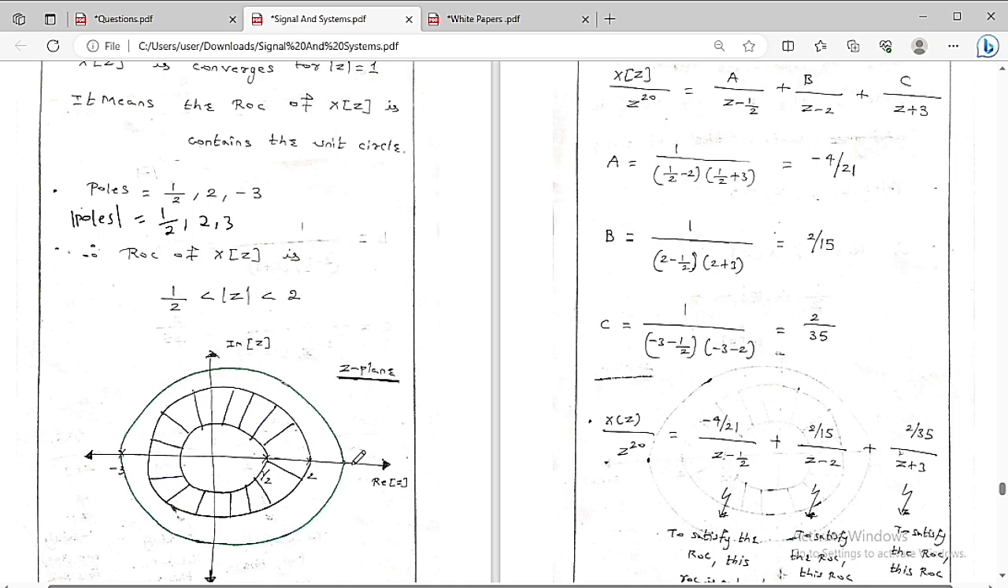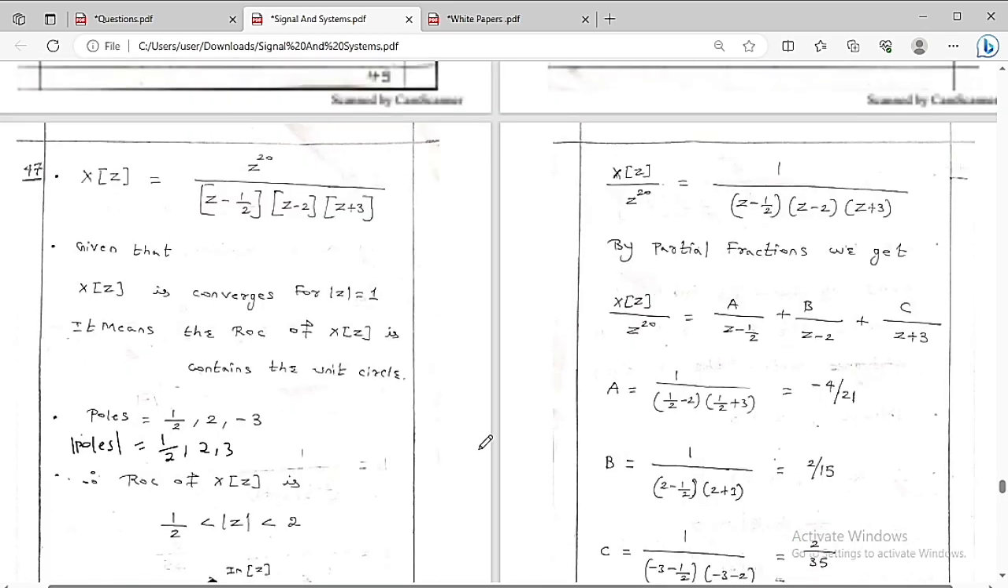At 3, the ROC must be inside, then only we are going to get a left sided signal. So the combination, the intersection of the ROCs of all these, then only we are going to get this ROC. So at 1/2 you should get a right sided signal, at 2 you should get a left sided signal, and at 3 you should get a left sided signal. Then only the net ROC is the combination of all these 3 ROCs. We are going to get this one.